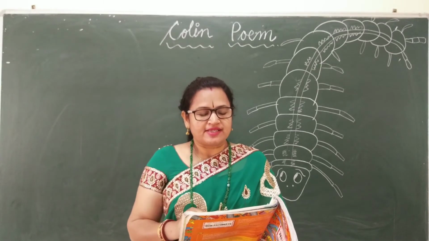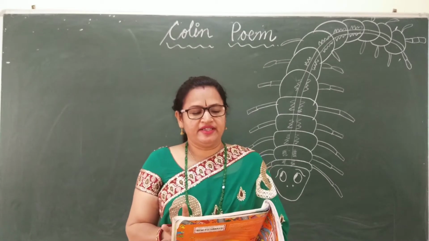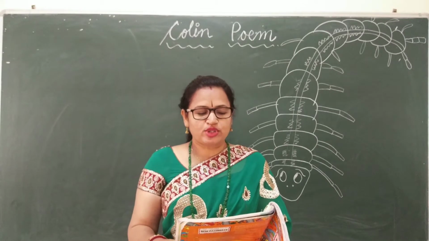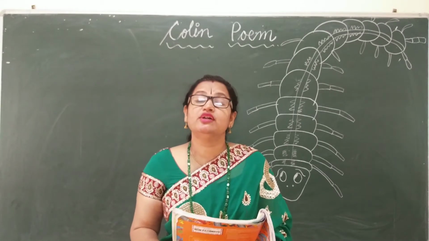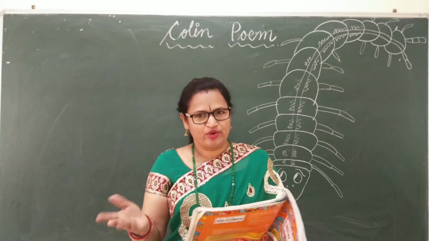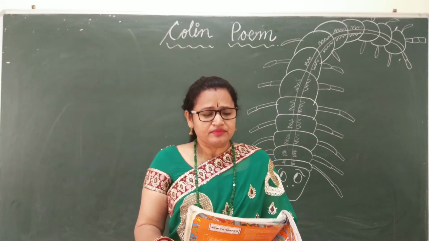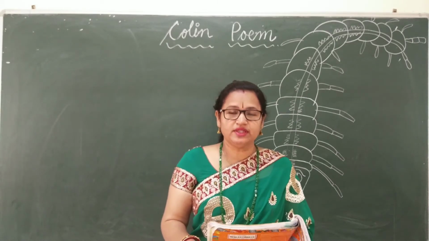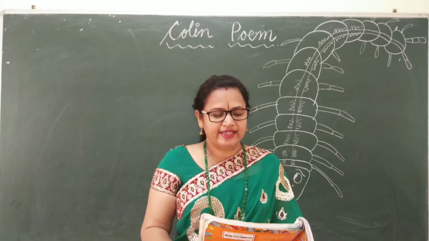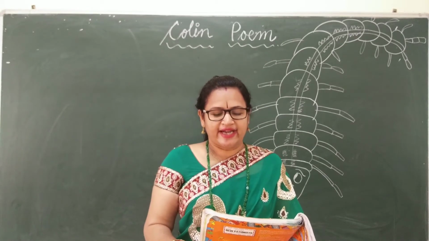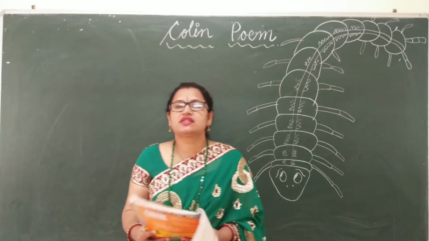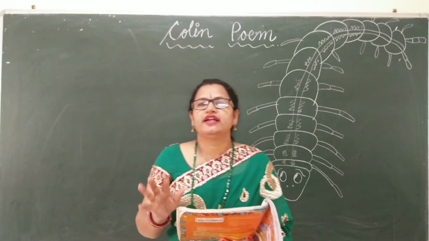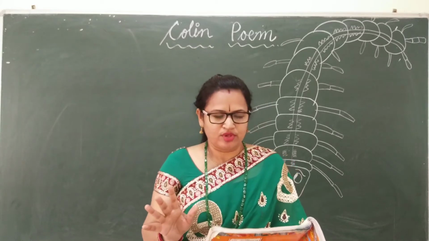Okay, so Colin is a centipede. He trots on the carpet and he trots on the floor. He trots through the bedrooms and he trotted through the loo. Loo means toilet, so he trotted through the toilet also. He trotted through the bedrooms and he trotted through the loo. 100 legs all trotting the way that trotters do. It means it has 100 legs and when he walks, it makes a trotting sound.